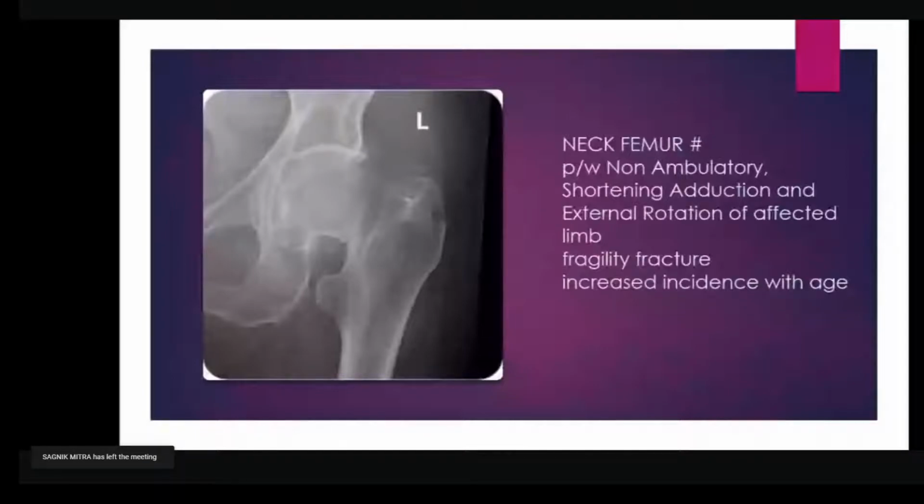Now there is a classification known as Delbet classification for pediatric neck femur fracture. If you remember this name, that will be more than sufficient for you. Delbet classification. For adults, basically two types. One is osteoporotic, the other is high velocity trauma fracture. Osteoporotic patients are elderly, aged more than 65 years, male, and post-menopausal women. These two comprise the osteoporotic group.